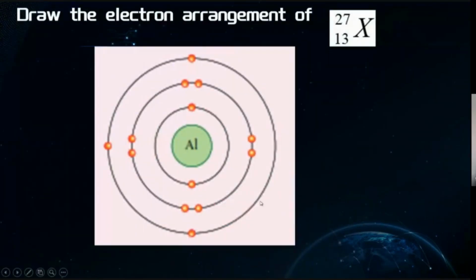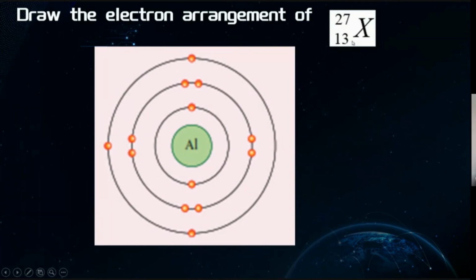Okay, now electron arrangement. This one is a standard representation, X with 27 and 13. The larger number represents the nucleon number, 27. Then 13 is the proton number. If the question asks you about the neutrons, it will be the nucleon number minus the proton number, that is 14. Then for the electron arrangement, we focus on the proton number, 13.